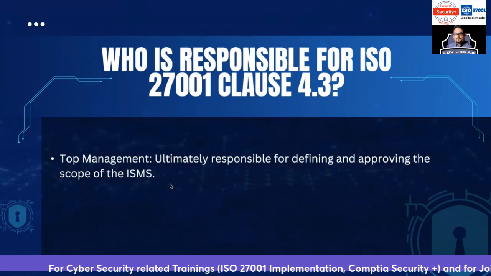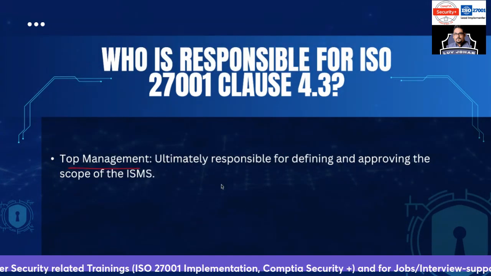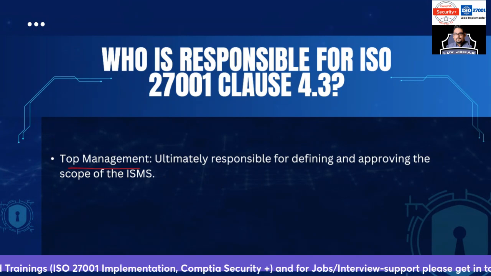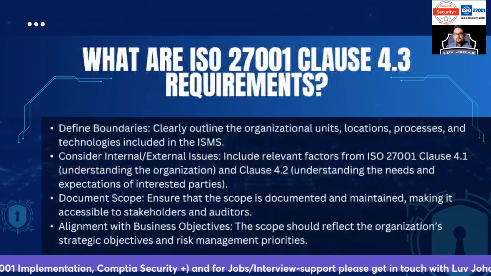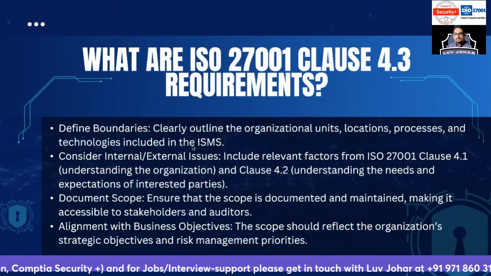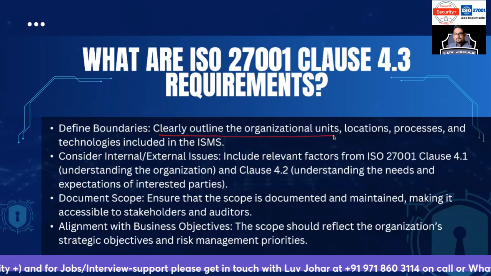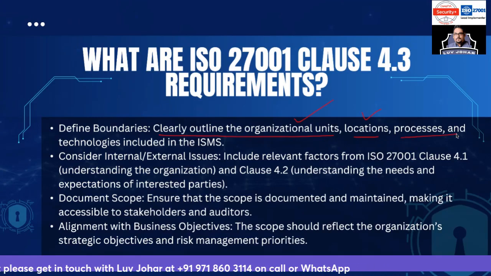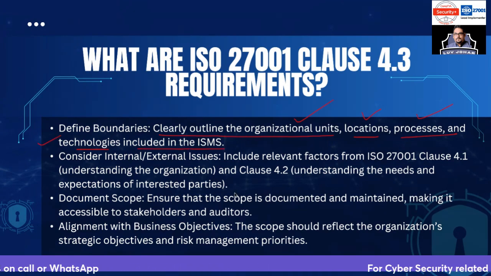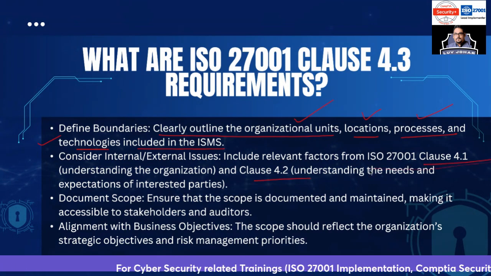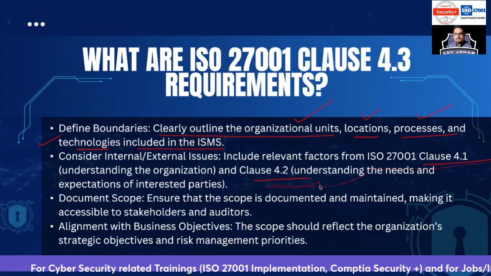Who is responsible for creating the scope? Again, top management is responsible for defining and approving the scope of the ISMS. And what are the requirements of clause 4.3? Clearly outlining what all business units, organization units, locations, processes, functions, and technologies are involved. It should be included in the scope of the ISMS. This is very important. And accordingly, you need to make sure that you have identified all the internal and external issues while defining the scope.